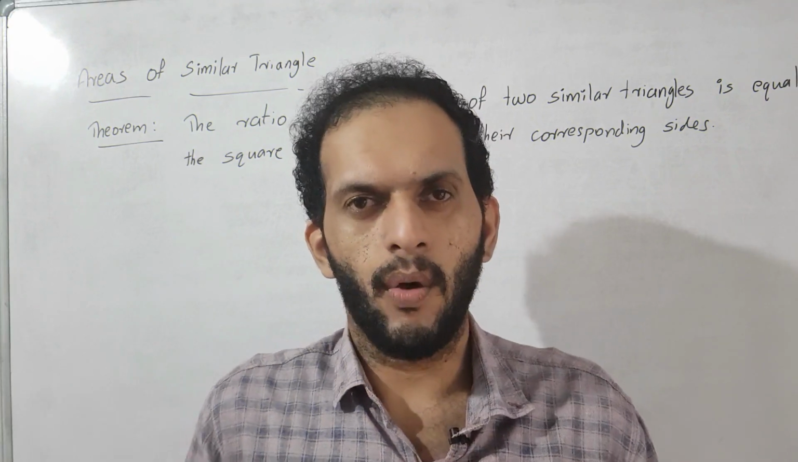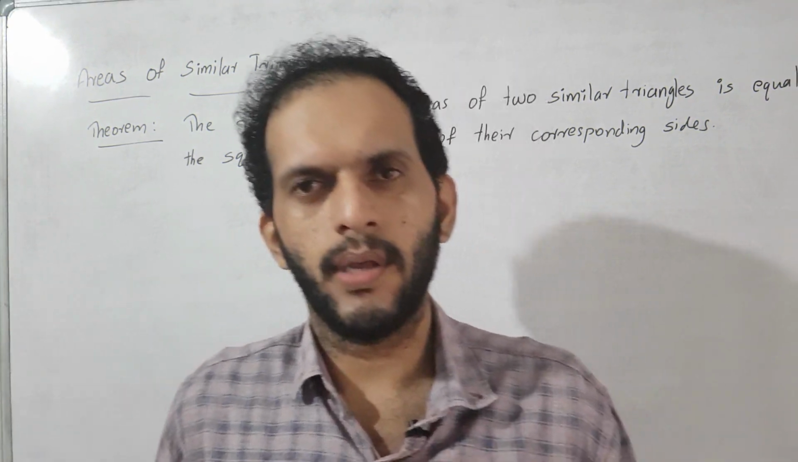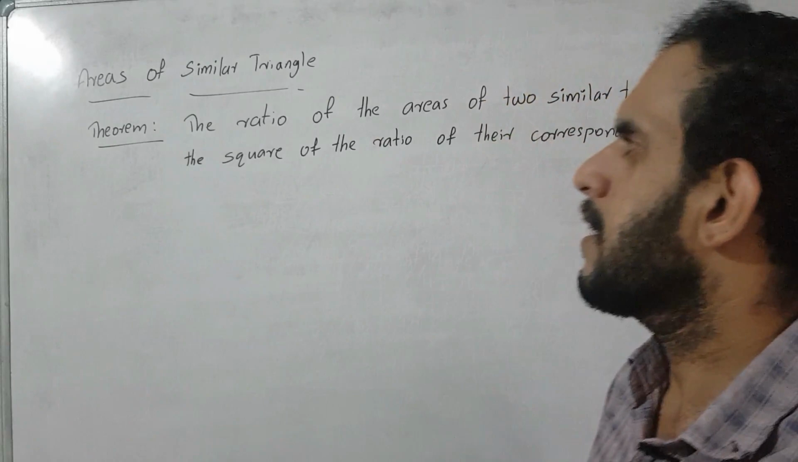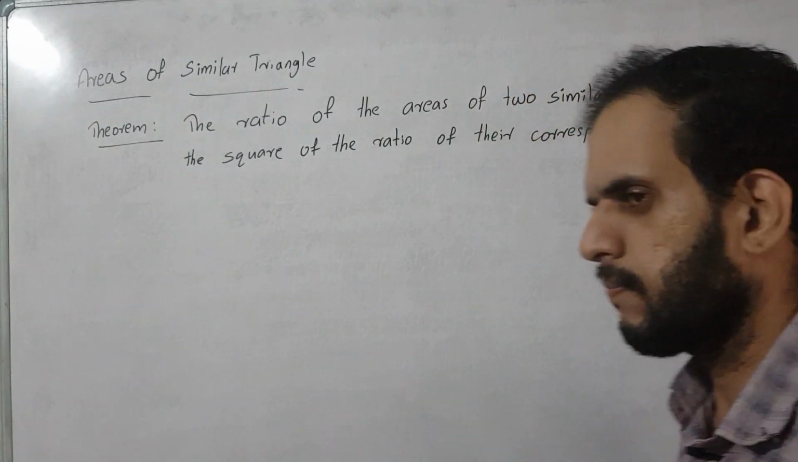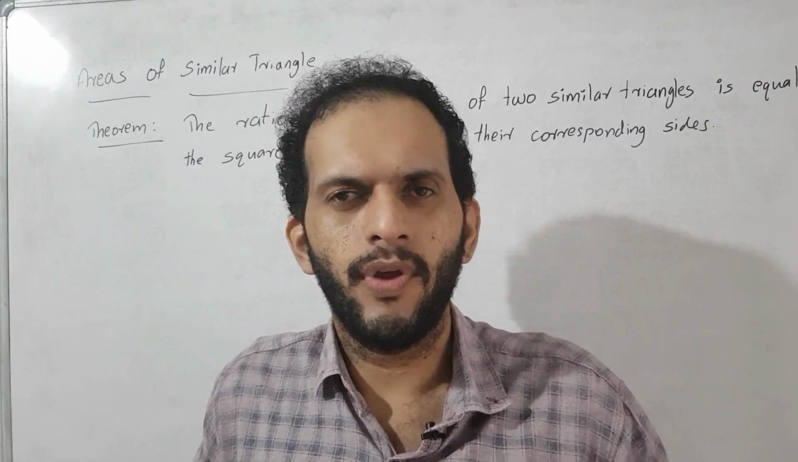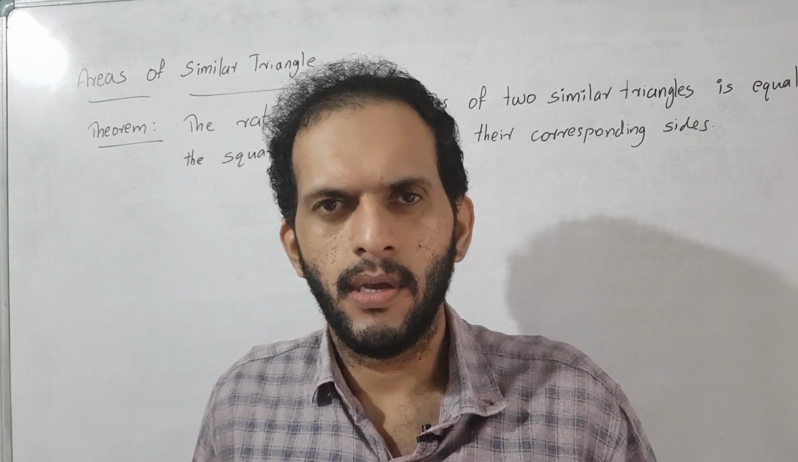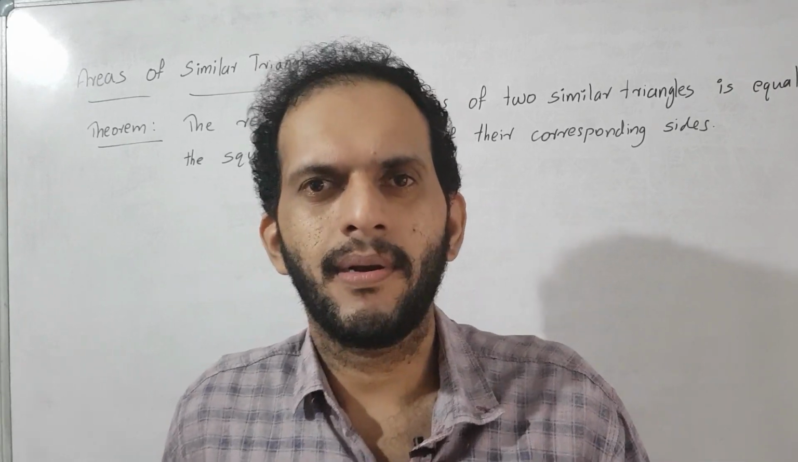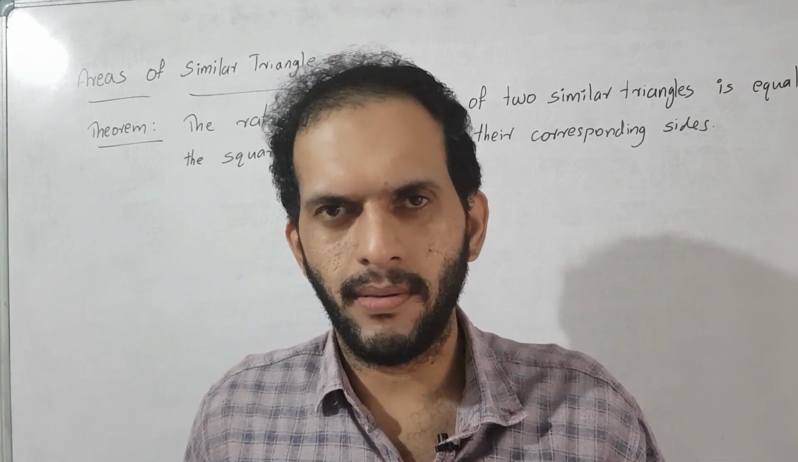Next week goes our next part of the chapter. That one is areas of similar triangles. In this part, we are discussing the relation between areas of two similar triangles and their corresponding sides.